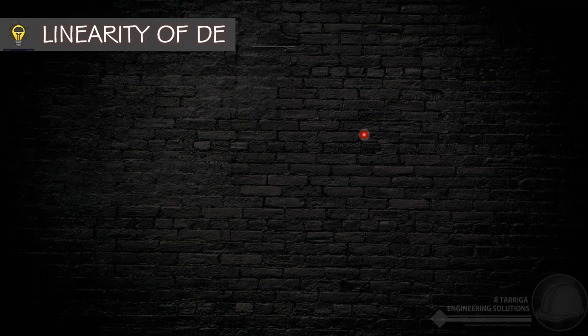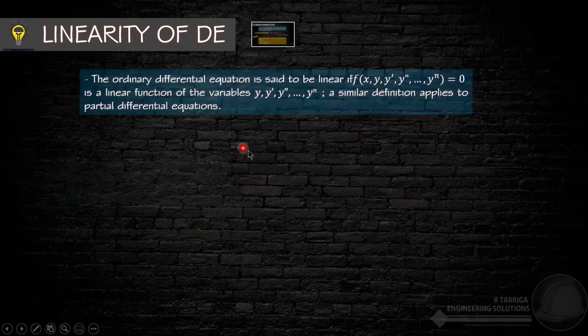Basis, no? So dito. The ordinary differential equation is said to be linear if function f of x, y, y prime until so on, y raised to n is equal to 0, is a linear function of variables y, y prime, y double prime, and so on, up to y raised to n. So, a similar definition applies to partial differentiation. So, sinali ko na lang dyan. Same lang yun siya. Basta linear function of variables.